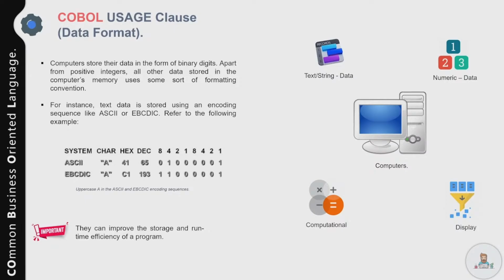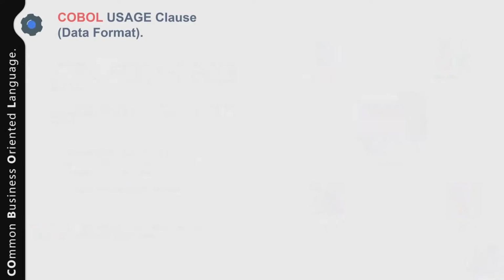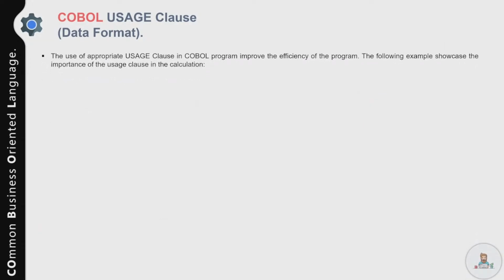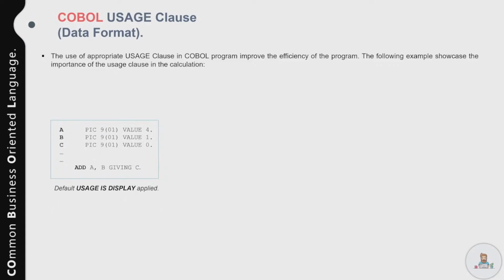Every data item declared in a COBOL program has a usage clause even if you do not specify the usage clause explicitly. The default is usage is display. Apart from that, the usage clause also plays a crucial role in improving the efficiency of a COBOL program. Now you might be thinking, how can a usage clause improve the efficiency of a program? With the help of a simple example, I will explain that the usage clause plays a crucial role in the overall performance of a COBOL program.